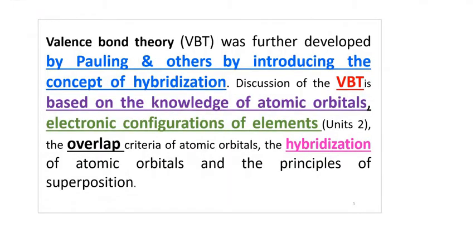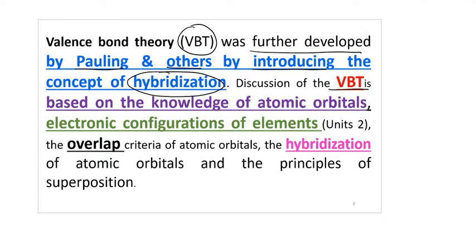The valence bond theory, which is abbreviated as VBT, was further developed by Pauling and others by introducing the concept of hybridization, right? We have already learned this definition in unit 2, that is mixing up of two or more atomic orbitals of slightly different energy to give new orbitals of equivalent energy. The phenomenon is called hybridization, and the new orbitals obtained are called hybrid orbitals, right?